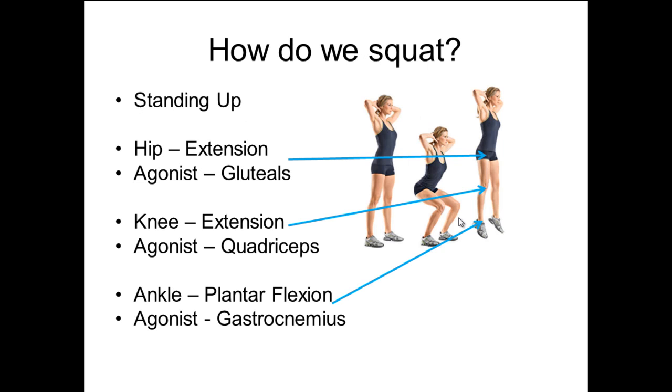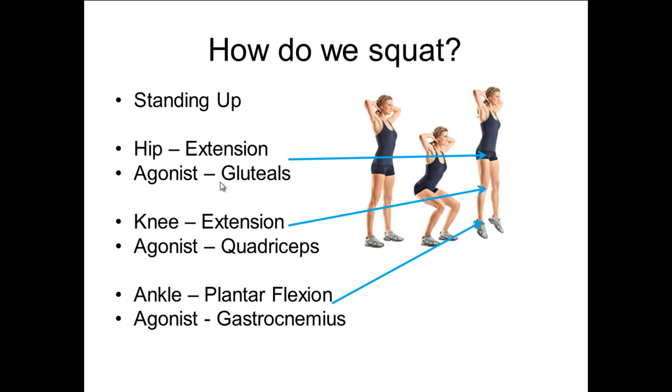The standing up phase of squatting: at this point the hip is extended, and the agonist is the gluteals, which will be undergoing an isotonic concentric contraction. The knee is in extension, and so the quadriceps are the main agonist there, and obviously that's a concentric contraction as well. The ankle is undergoing plantar flexion, which you can see there, and the agonist is the gastrocnemius.